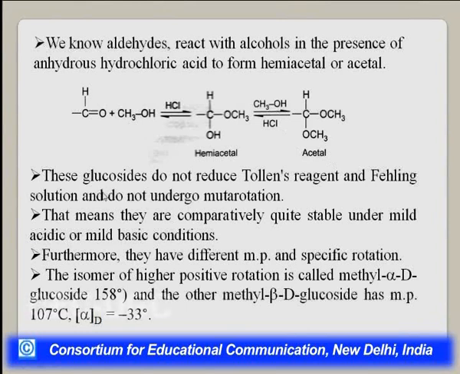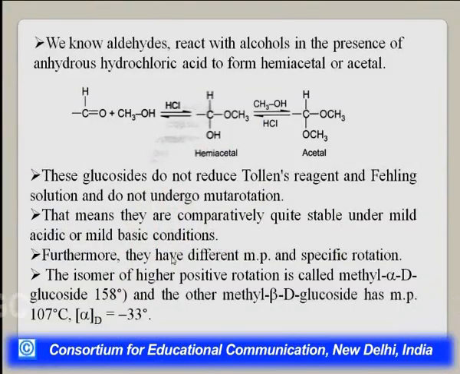when two alkoxy groups are there, this is an acetal. These glucosides do not reduce Tollens reagent and Fehling solution and do not undergo mutarotation at all. That means they are comparatively quite stable under mild acidic or mild basic conditions. Furthermore, they have different melting points and different specific rotations for the two isomers. The isomer of higher positive rotation is called methyl alpha-D-glucoside, and the other, methyl beta-D-glucoside, has a melting point of 107.